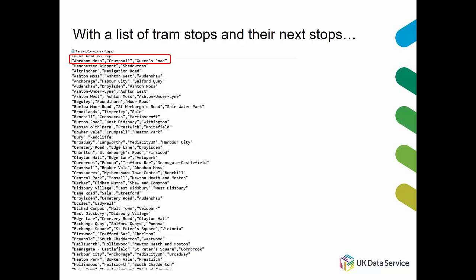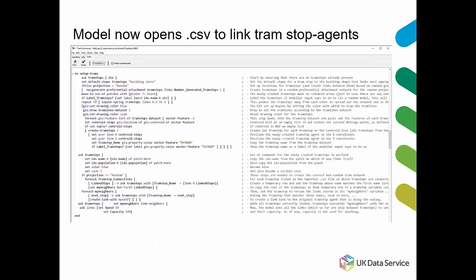Importantly, the rows do not have to be of equal length. There are only 2 stops connected to Abraham Moss, but there are 3 stops connected to Cornbrook. The way I wrote the code means that it doesn't matter how long each row is. I won't spend too much time on the code because I have put this code online so you can download the model and have a look if you like.